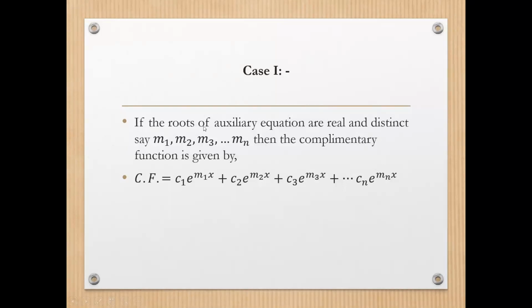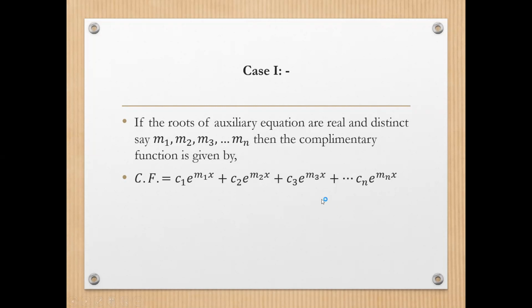What is case number 1? The roots of the auxiliary equation are real and distinct. This equation has n roots, m1, m2, m3 up to mn, and all the roots are distinct. So for those roots, the complementary function is given by CF is equal to C1 e raised to m1x plus C2 e raised to m2x and so on, where m1, m2, m3 are the roots of that equation, and C1, C2 up to Cn are all constants.